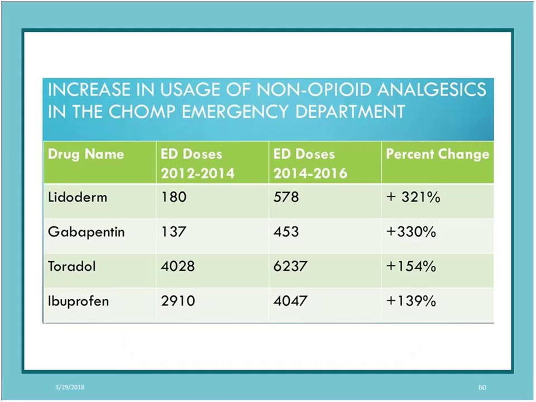And looking at how that's actually been received by our emergency department staff, here's a comparison of 2012 to 2014 versus 2014 to 2016, and looking at non-opioid therapies. And you can see we've increased our use of Lidoderm by over 300%. I realize gabapentin has some issues, but we've certainly increased our use of this as well. And just to clarify, these are doses given in the emergency department. And then we've also increased our use of Toradol and ibuprofen.